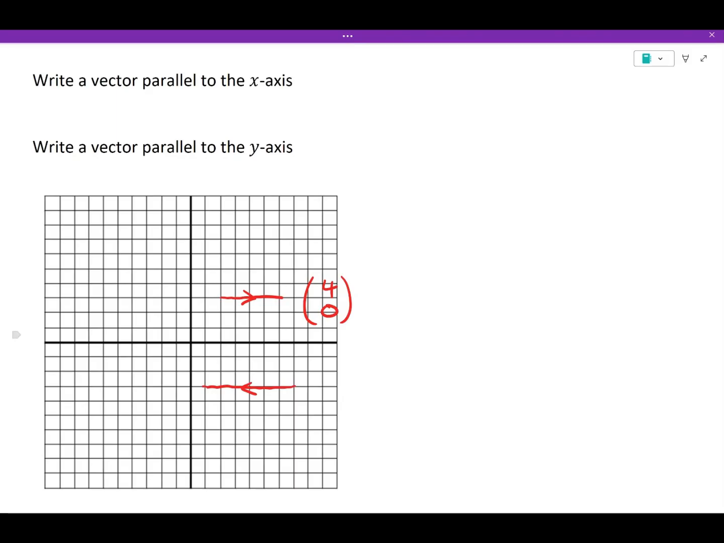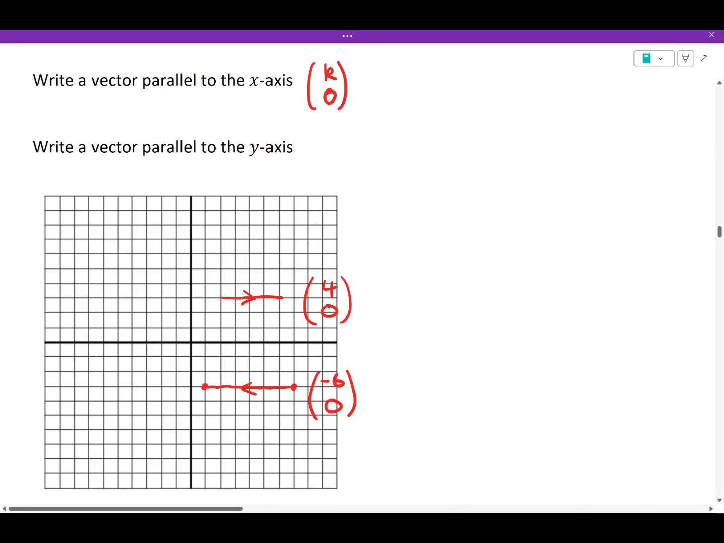Now once again, let's write out our column vector. So from our start point to our end point, we have gone 6 to the left. So that will be -6. And we haven't gone up or down. So our vertical component is going to be 0. So in general, for a vector parallel to the x-axis, your horizontal component will be some non-zero number, and then your vertical component will definitely be equal to 0, like that. And that vector will always be parallel to the x-axis.